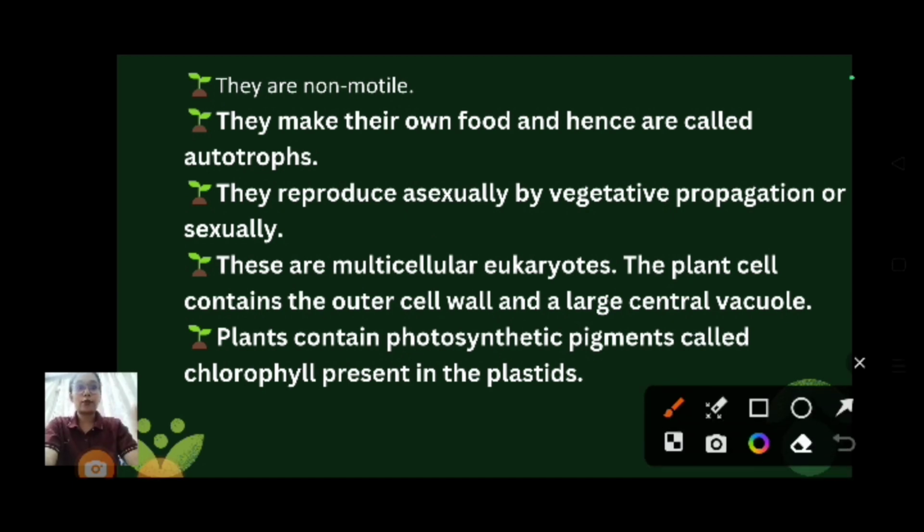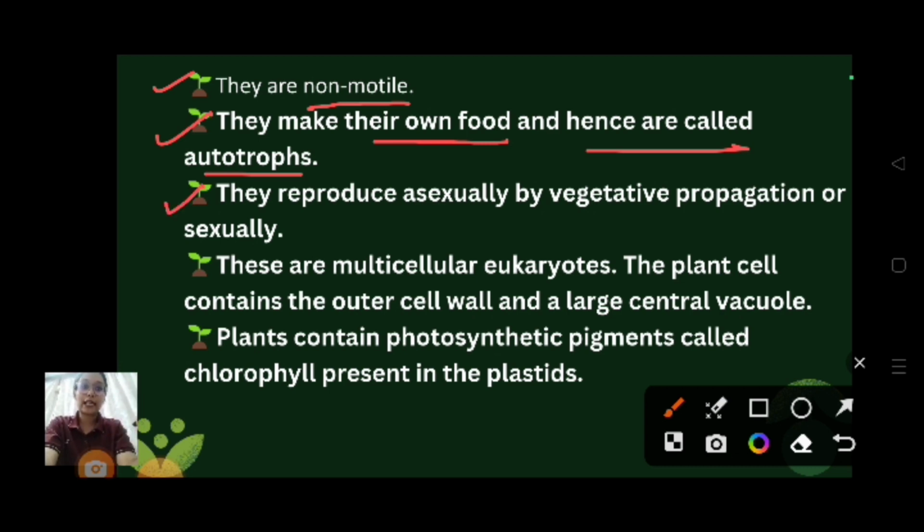So we'll just go through a few points regarding plants. The first point is saying that they are non-motile, means they are non-movable. They remain in a particular position, they can't move. They make their own food, hence they are called autotrophs. We know that green plants undergo photosynthesis to make their own food, so they do not depend on others for food. They make their own food, therefore they are known as autotrophs.